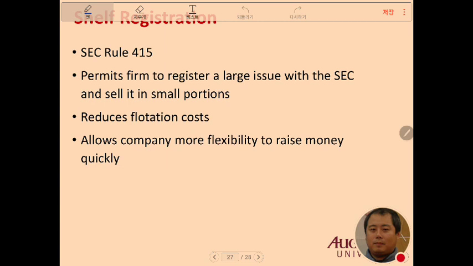The SEC has shelf registration, based on SEC Rule 415. It basically permits a firm to register a large issue with the SEC and sell it in smaller portions. So they basically just register the large issue once and then sell the smaller portions several times. This basically reduces the flotation cost because they don't have to register every time they borrow. They basically just register a large amount and then use portions of it each time. So it allows the company more flexibility to raise money quickly.